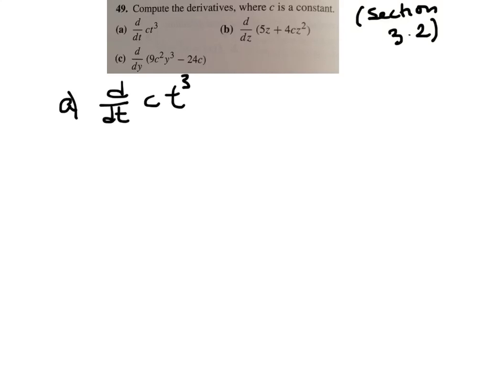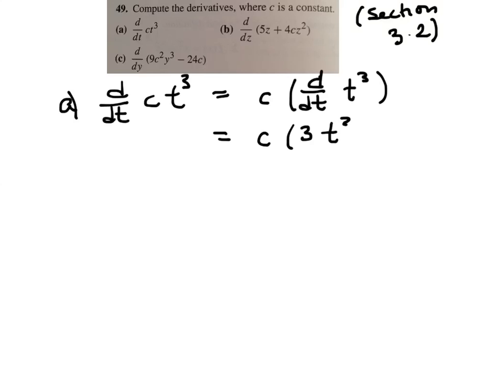So if c is a constant, we can pull it out of the derivative. So this is c times the derivative of t cubed. Okay. And the derivative of t cubed is, well, you can use the power rule, bring the 3 down, and reduce that exponent by 1. So it's 3t squared. If we just rewrite this in a more standard way, we get 3ct squared. Okay, so that was A. Let's do B.